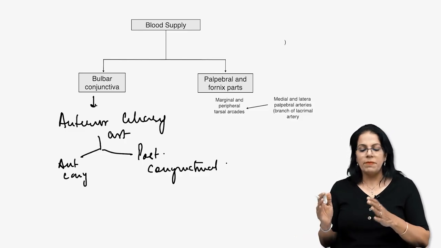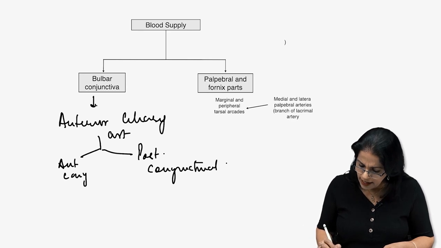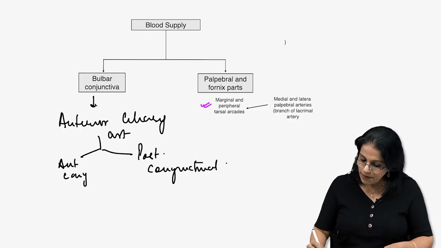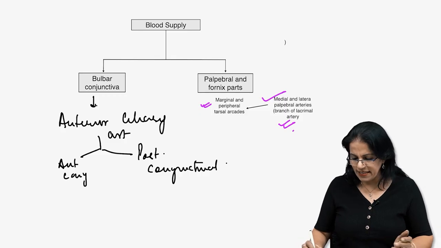Okay, we come to the palpebral and fornix part. Just remember the two names, marginal and peripheral tarsal arcades. These are mainly formed by medial and lateral palpebral arteries, which are a branch of lacrimal. Just know it, names, that is enough.